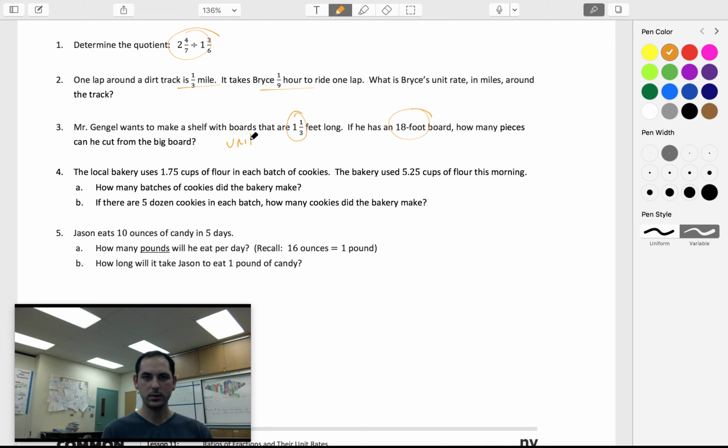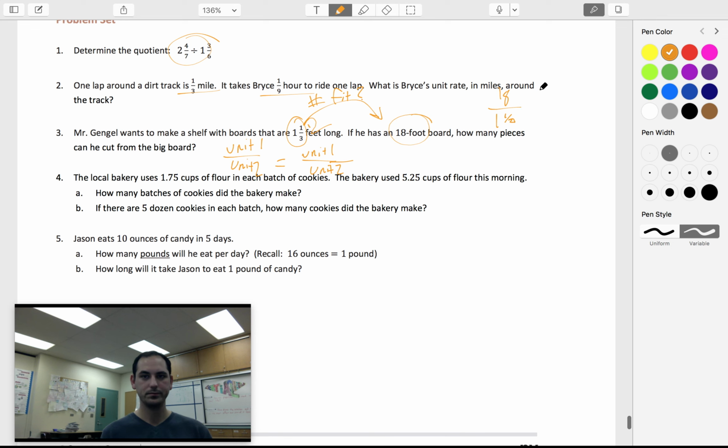This will be your unit 1 over unit 2 equals unit 1 over unit 2. So if you want to cut this, you're trying to figure out how many times can you fit. How many can you fit into an 18-foot board? So you just need to divide this. Same as if I made this a 2-foot board, you would automatically tell me the answer is 9 feet. So all you're doing is 18 over 1 1/3.